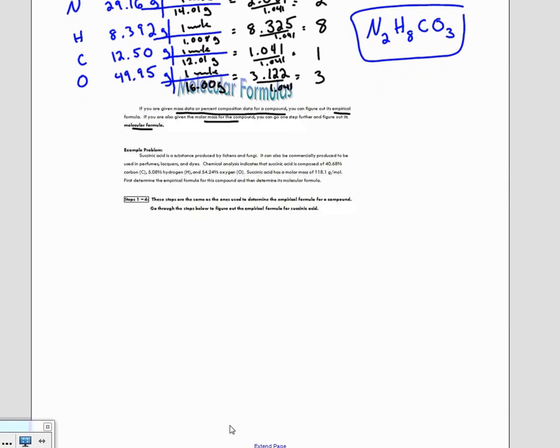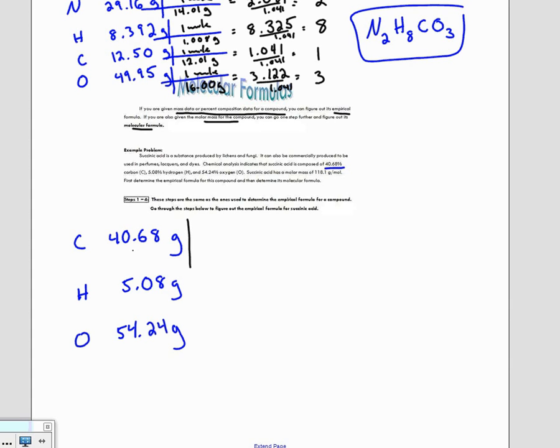Here's our sample problem. Succinic acid is a substance produced by lichens and fungi. Ultimately, what I want to know is that percent information. Carbon, we're clocking in at 40.68. And if you'll notice, I'm going to do the first step already. I'm just going to write it in grams. I'm going to save myself some time. Hydrogen, 5.08 grams. And then oxygen, 54.24 grams. So I'm saving myself a step and just doing the percent to mass.